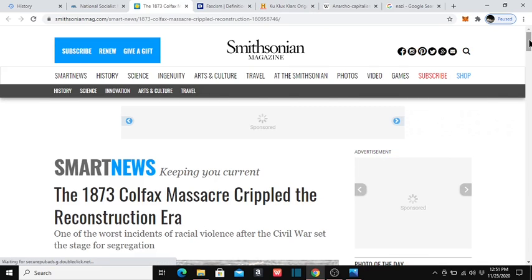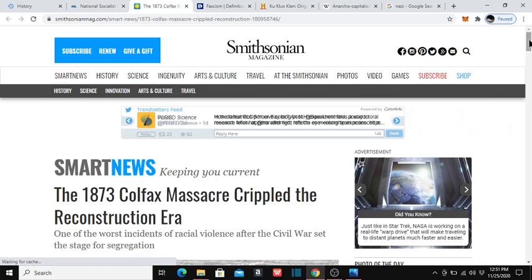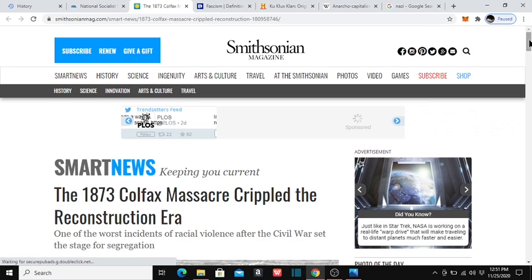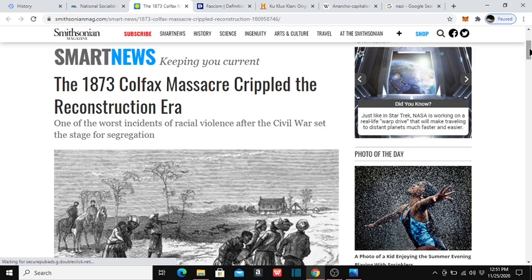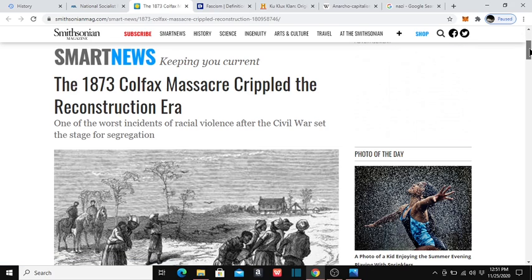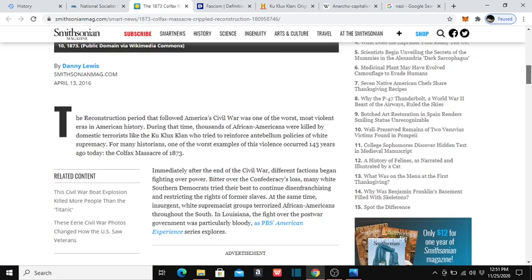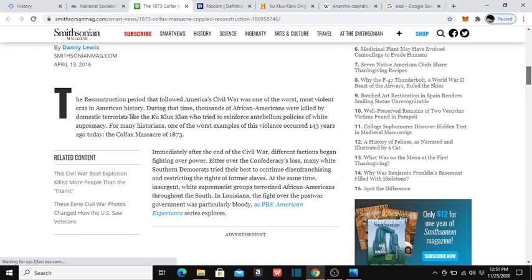Now here we've got an article out of the Smithsonian Magazine. I'm not going to read this whole thing, but as the headline says, the 1873 Colfax massacre crippled the Reconstruction era. Now, what's this about? You guys should read up on the Colfax massacre. A lot of things went on, but you've got to read up on this stuff so you know the history yourself.